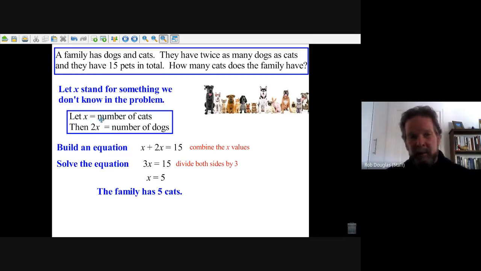That's an important part of doing this stuff. We've got the number of cats, we've got the number of dogs, and we know they add up to equal 15 pets. And there they are. You can see all 15 pets. And x plus 2x is 3x. So 3x equals 15. Then we divide both sides by 3, and we get x. The number of cats is 5. So the family has 5 cats. We've answered the question.